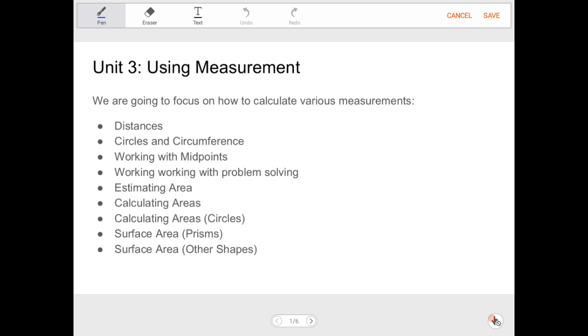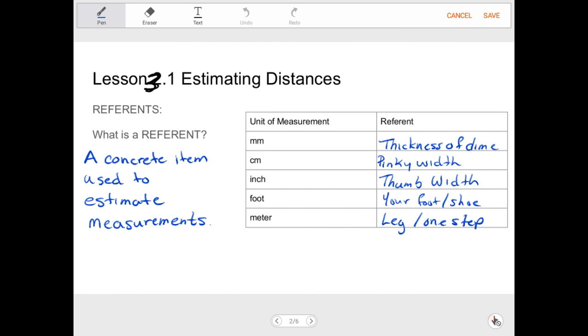So you're going to find that we're going to move fairly quick. So please always have a calculator, have your formula sheet, and ensure that you know how to use the SI and imperial units. So we move on to our very first lesson, which is distances and estimating. I don't want to spend too much time on this. I might give you some practice here, but the concept of referents comes in.